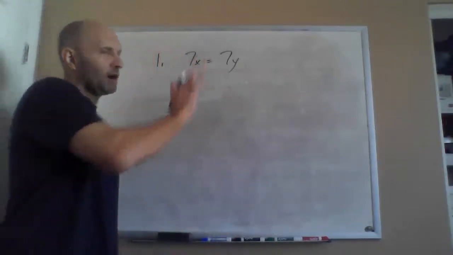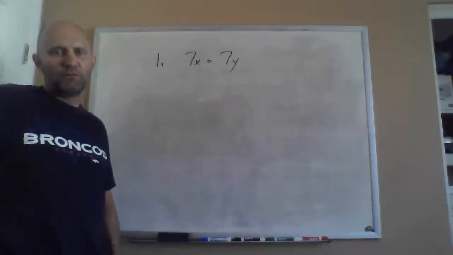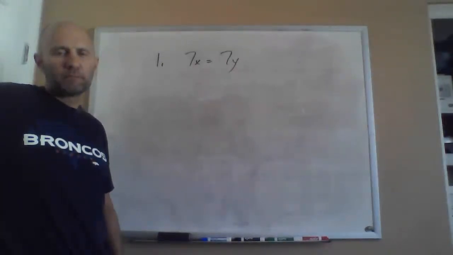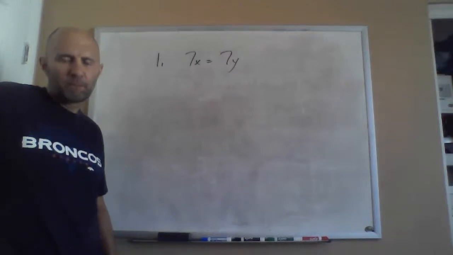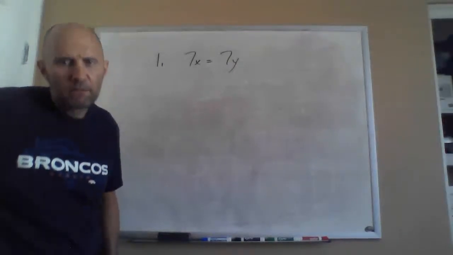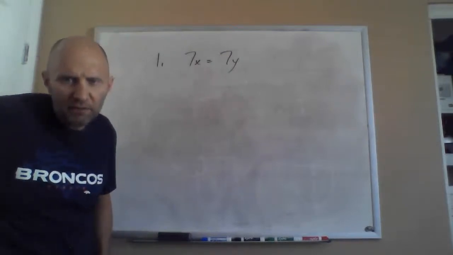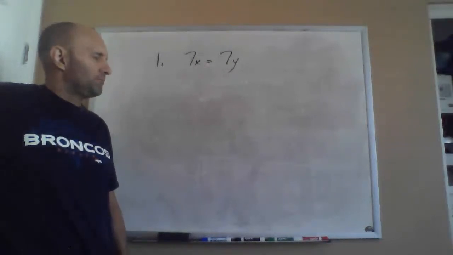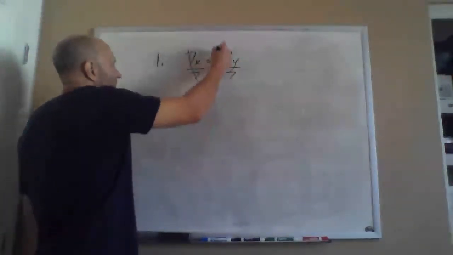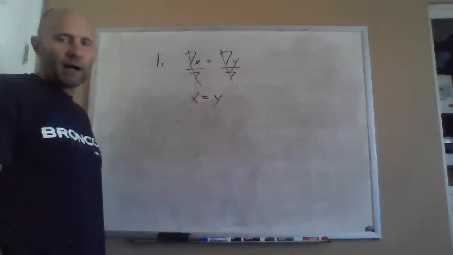Before we do that, how can we simplify this problem? 7x equals 7y. What's the first thing I can do here to make my life a little bit easier? Yes, we're not going to square it. I'll give you guys a hint here. The easiest thing I can do is divide both sides by 7. So I just get x equals y.